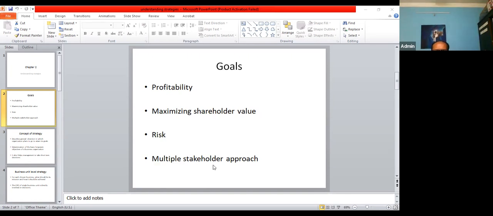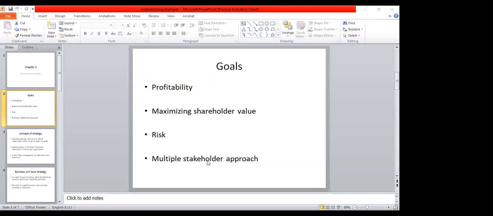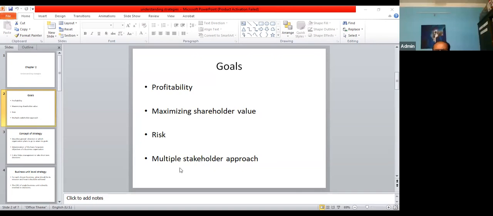Then the last goal is the multiple stakeholder approach. Today's world expects multitasking, even after completion of your MBA. If you are working in any company or you have your own business, you should be a multitasker. You should not just focus on one area. You should switch yourself from one area to another. That is expected. Correct or not? Does a company expect a multitasker or a single task? Yes, sir, multitasker. So the multiple stakeholder approach is important, and this is also one of the goals of a company.